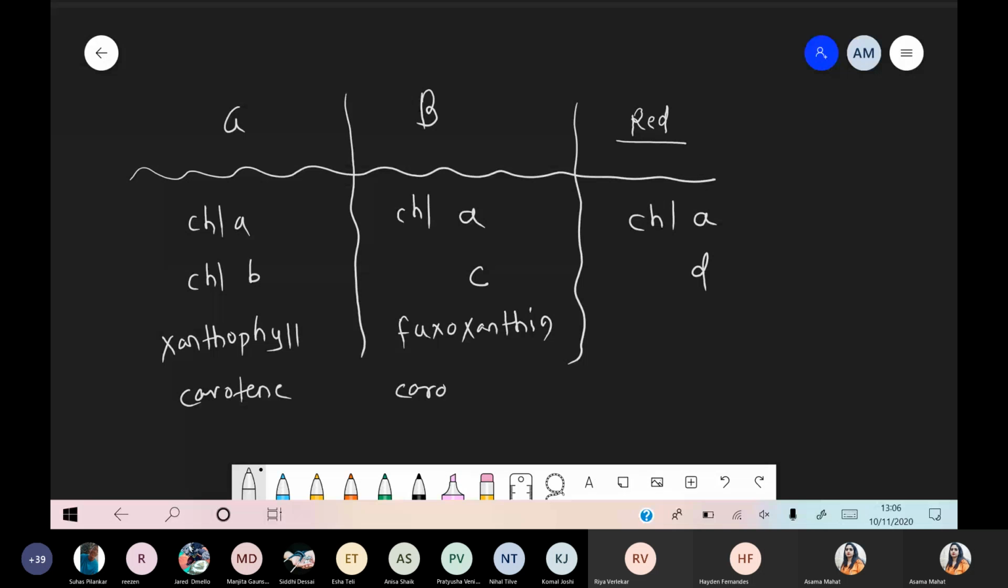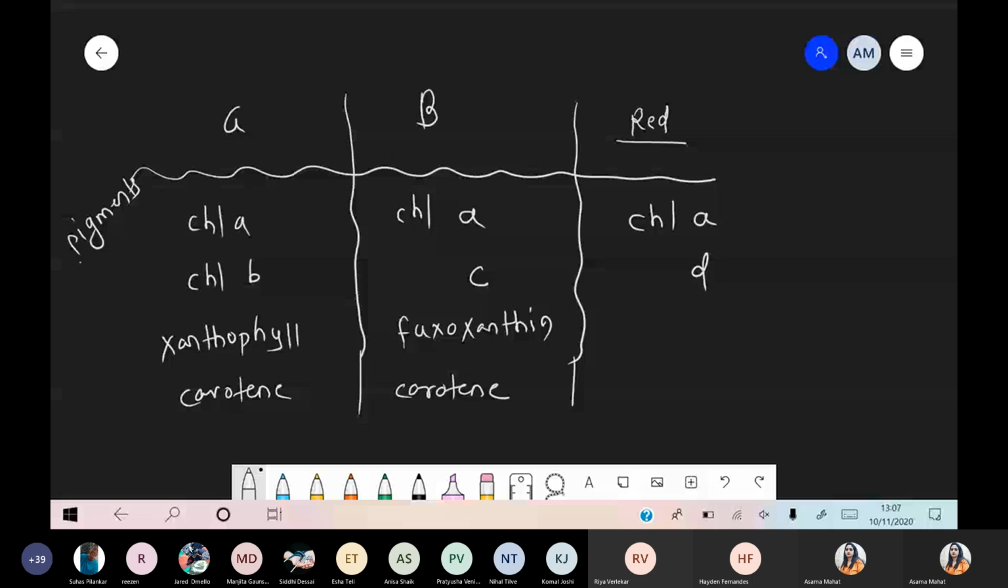Okay, it's about the pigments. Now we are talking about the red color. In the case of red algae, something unique is present, a unique pigment, and that pigment is simply called phycobilins. Phyco.